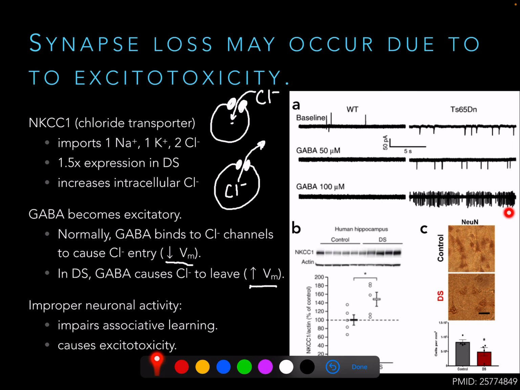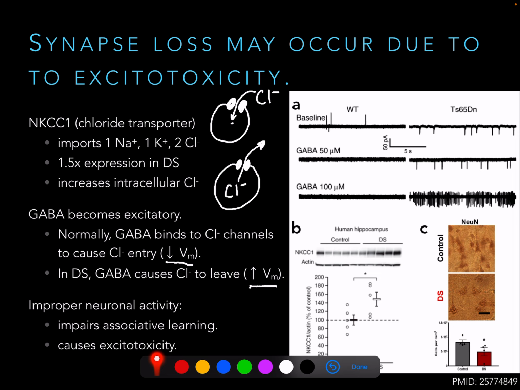Down syndrome model over here. Here we can see some spontaneous activity and quite a bit more than over here. Okay, let's give it a bit of GABA. That should quiet it up. Ooh, that doesn't quite quiet it up, does it? Let's give it even more GABA. That should work. Oh, man, look at this. Now the neuron is off to the races. This is crazy. GABA is now excitatory.